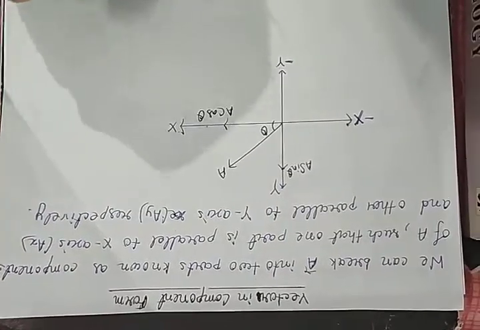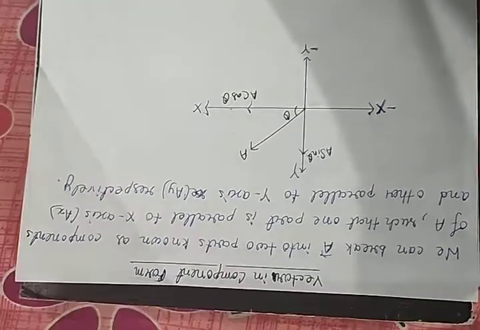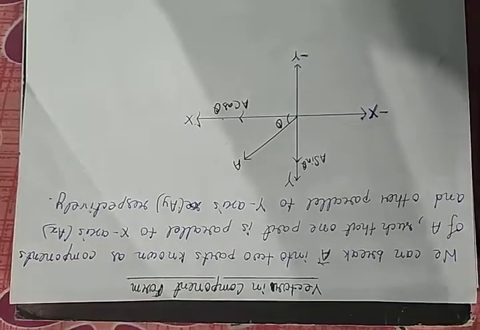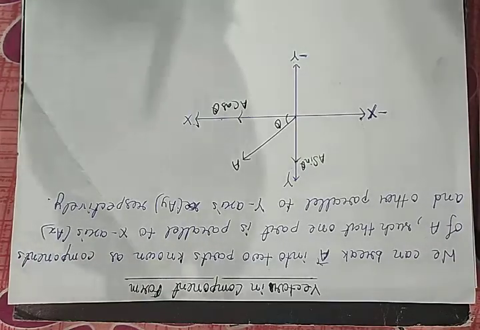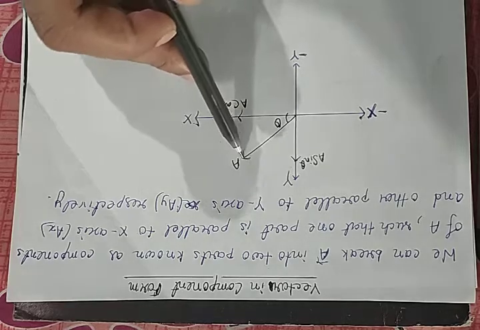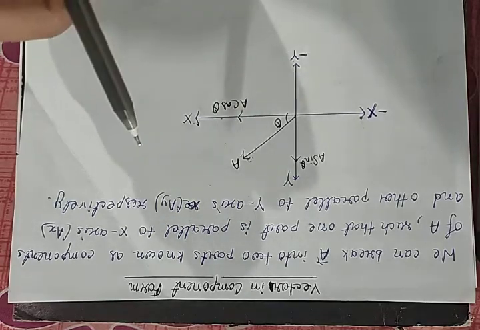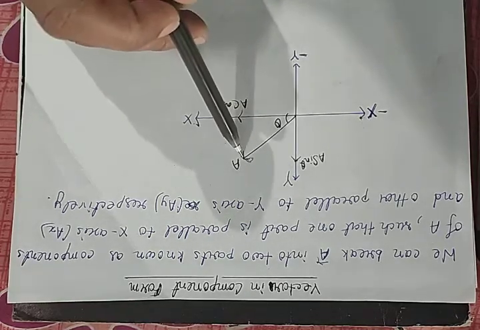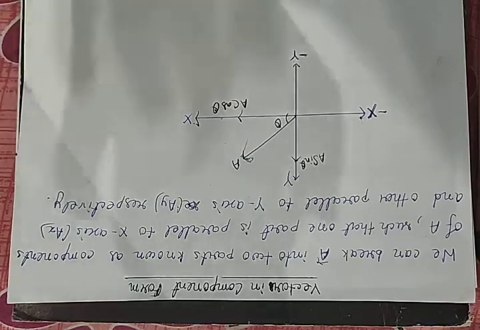So good morning students. Our today's topic is vector in component form. If you have a vector, we can break this. Suppose we have a vector A. We can break this vector into two parts, and these two parts are called its components.